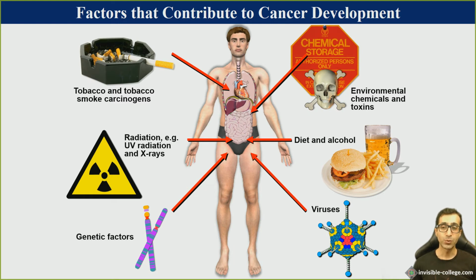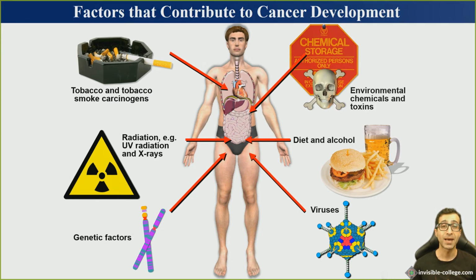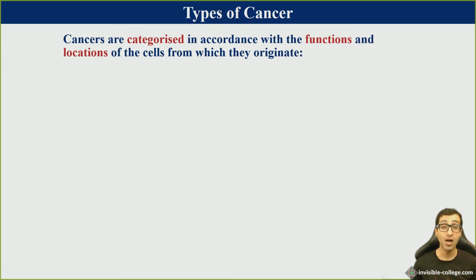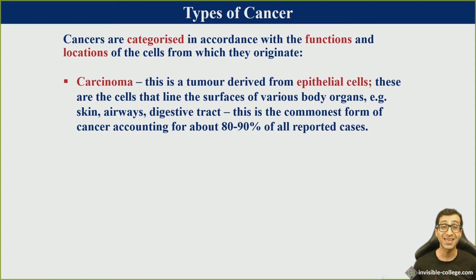Now, before we go any further into the genetic mechanisms behind cancer, we need to be aware that there are different forms of cancer, and they are named in a particular way in medicine. So cancers, again, the term cancer refers specifically to malignant types of tumour. These are categorised in accordance with the functions and the locations of the cells from which they originate. So the term carcinoma refers to a tumour derived from epithelial cells. So these are the cells, again, that line the surfaces of various body organs. So for example, the skin, airways, digestive tract, and this is the commonest form of cancer, which accounts for between 80 and 90% of all reported cases.